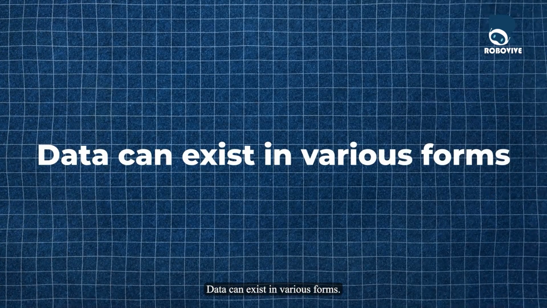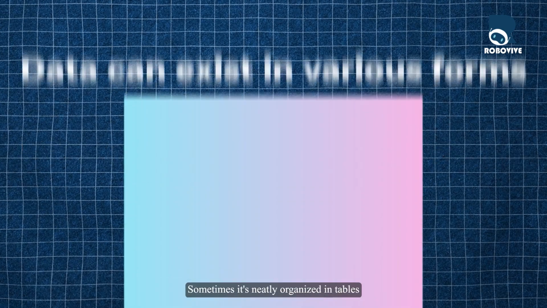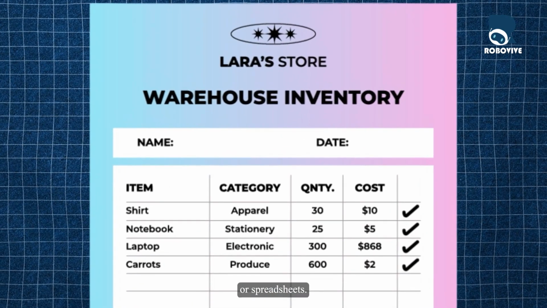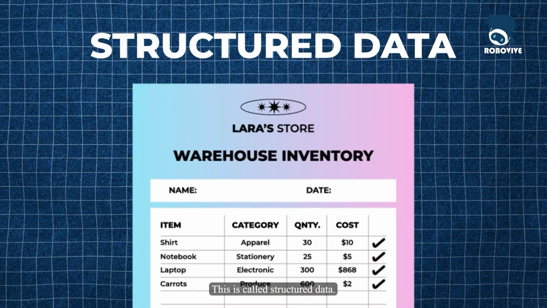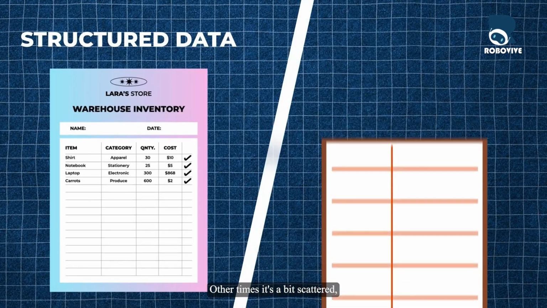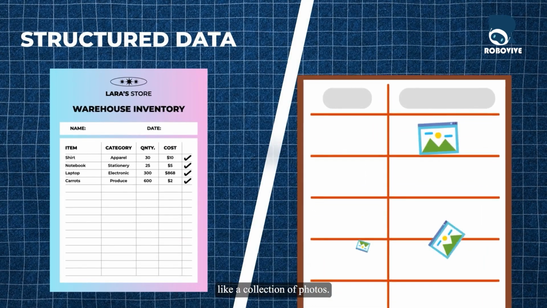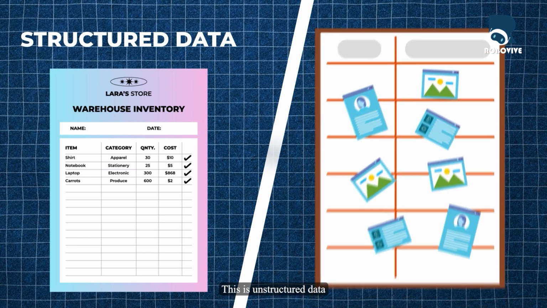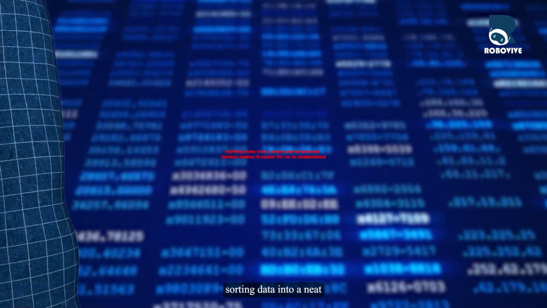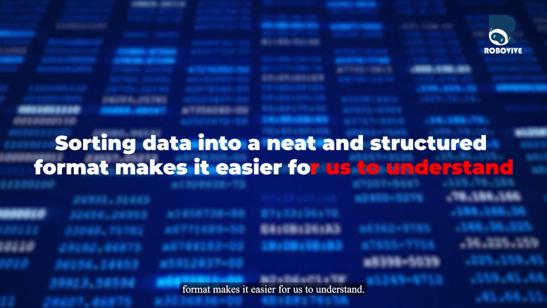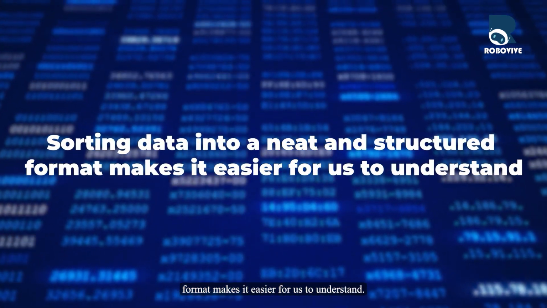Data can exist in various forms. Sometimes it's neatly organized in tables or spreadsheets. This is called structured data. Other times, it's a bit scattered, like a collection of photos. This is unstructured data. Sorting data into a neat and structured format makes it easier for us to understand.